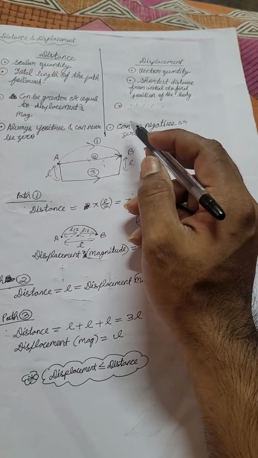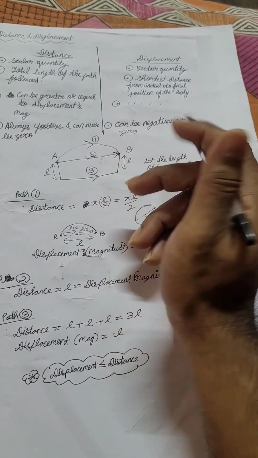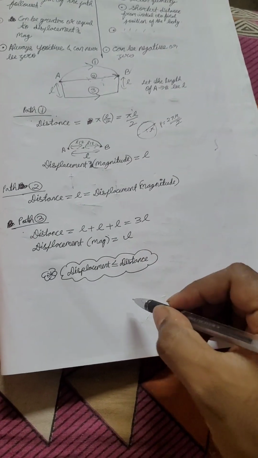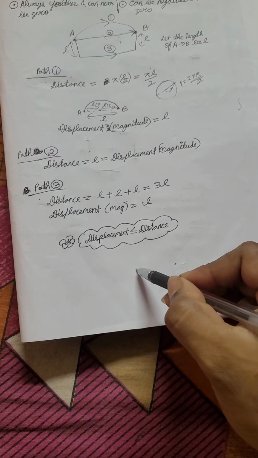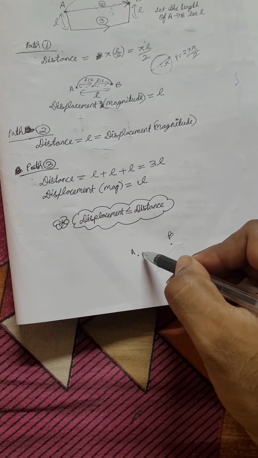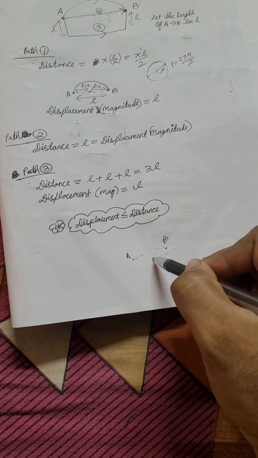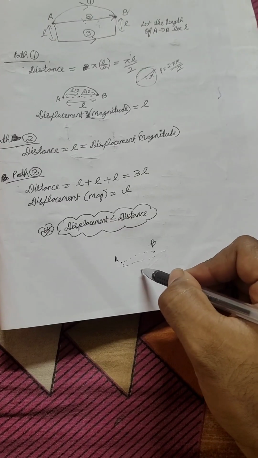But in case of displacement, it is a little bit different, because displacement is a vector quantity and a vector quantity can be zero. How? Let's take an example. I am taking this example only. We are moving from A to B. First we went from A to B, then we returned from B to A. So the total displacement will be zero.